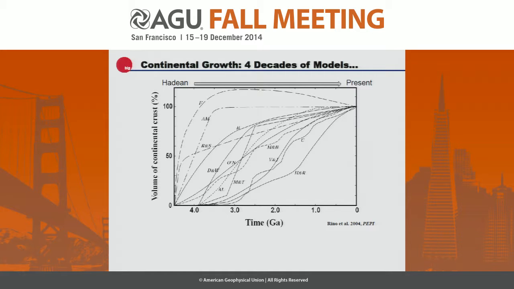So it's about the continental growth, and as you can see here, there is a lot of controversy. That figure plots the volume of the continental crust, normalized to the present-day volume of the crust, as a function of time. On the right-hand side is the present, and that's the Earth formation. As you can see here, there are many, many different models, and some of them pretend that most of the crust was formed early in Earth's history. Some others believe that the continental growth kicked in after the Archean or something like that.